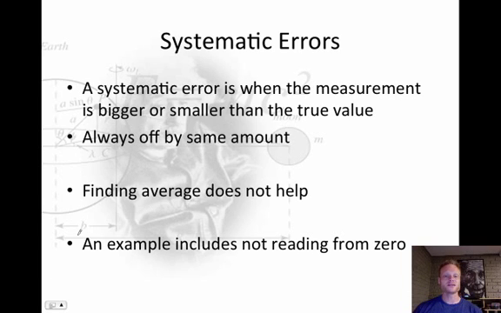The second type of error is called systematic error. A systematic error is when the measurement is bigger or smaller than the true value, so it's always off by the same amount. The true value is something that I typically will give you, and a systematic error is when the device itself is not providing a correct measurement.